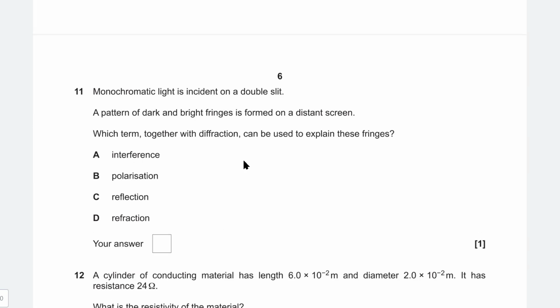Okay, next one. Monochromatic light is incident on a double slit. A pattern of dark and bright fringes is formed. Which term together with diffraction can be used to explain these fringes? And the answer is A, interference. This one here is not so bad.